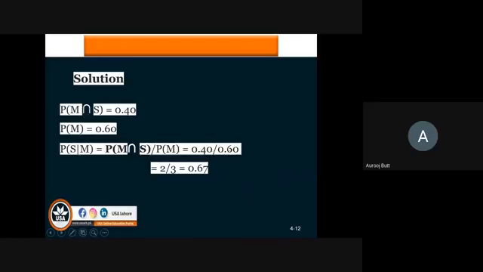So the ratio of both of these events is equal to 0.67. This is the probability of S given M. That means the probability that students are studying science given that the students are studying mathematics as well is equal to 67%.